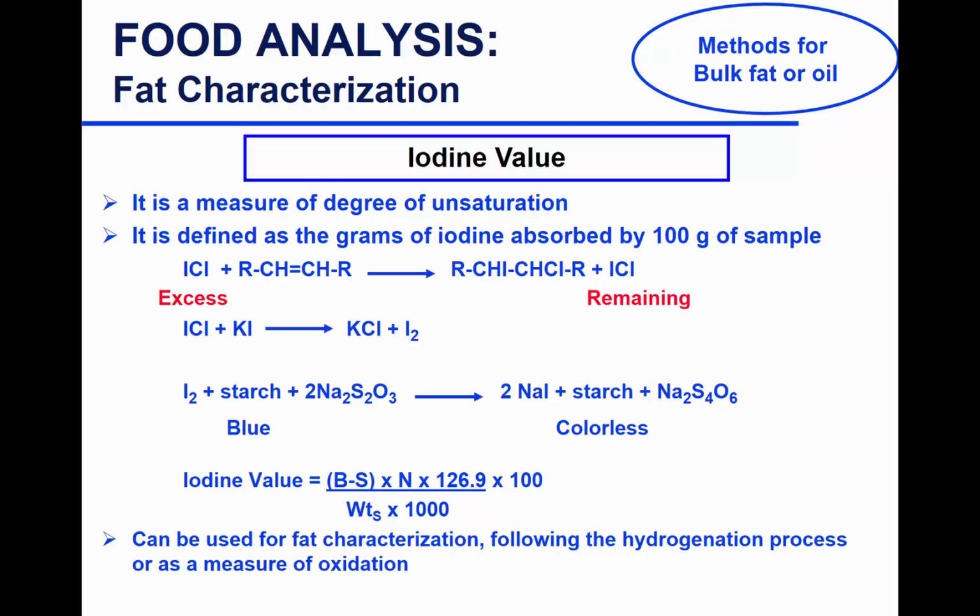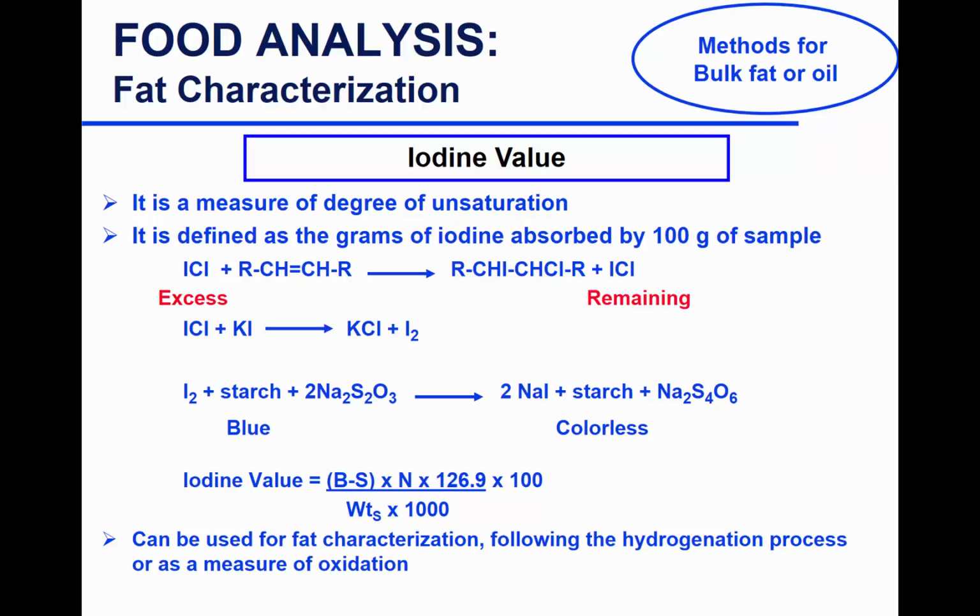Okay. So the more unsaturation you have, the less remaining iodine chloride you will have, because more will be absorbed by the double bonds. And the less you have, the less production of iodine. The less production of iodine, the less the volume needed to titrate the sample. And therefore you'll have a higher iodine value.